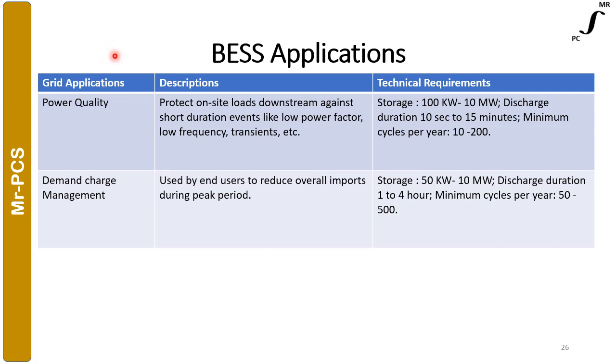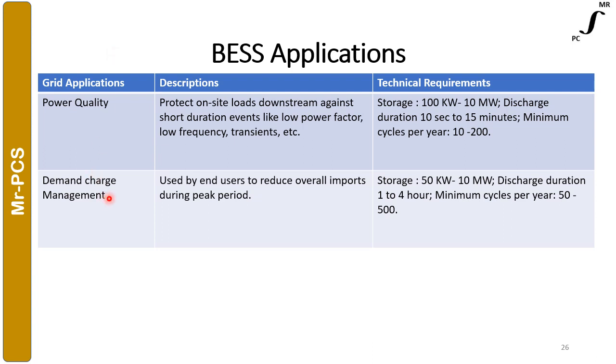Energy storage can help to maintain the power quality, as the power quality deteriorates in the event of short circuit. Typical storage system from 100 kilowatt to 10 megawatt with the discharge time from 10 seconds to 15 minutes and the operating cycles per year varies between 10 to 200.